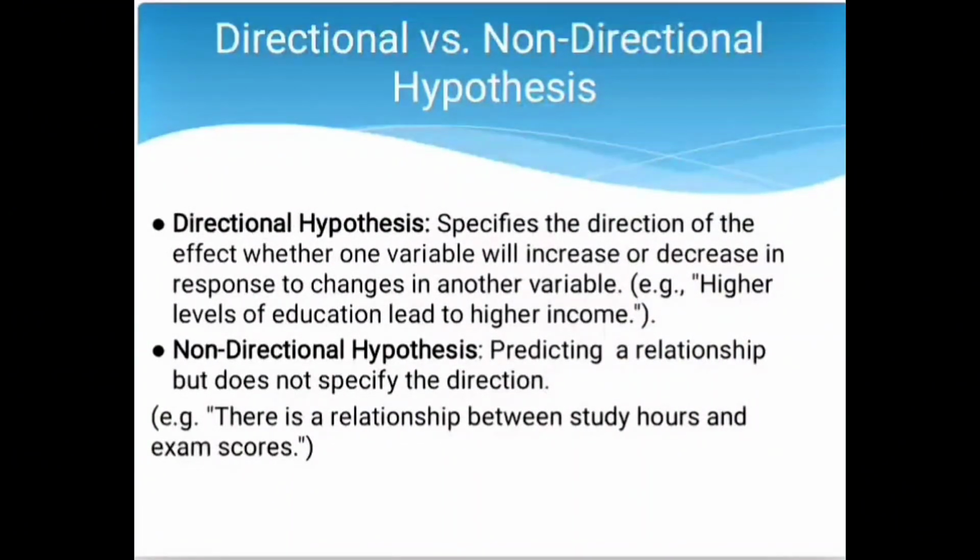Alternative hypothesis is directional or non-directional. A directional hypothesis specifies the direction of the effect, whether one variable will increase or decrease in response to change in another variable, like higher level of education leads to higher income. A non-directional hypothesis predicts a difference between two groups with respect to the variable being tested, but it does not predict what that specific difference will be. Like there is a relationship between study hours and exam score.